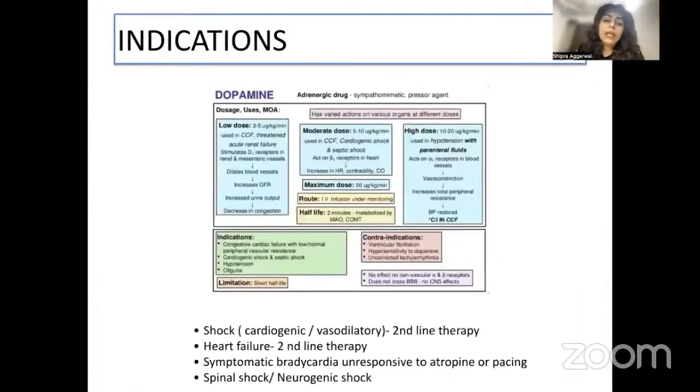So, what are the main indications for the use of dopamine? Because dopamine causes an increase in heart rate and has an intense pro-arrhythmic potential, it has become mainly a second-line therapy for the treatment of cardiogenic shock and patients with heart failure. It is mainly used in patients with cardiogenic shock who have low cardiac output and also have bradycardia. But it can be used in patients with symptomatic bradycardia who are unresponsive to atropine and pacing, and also in patients in whom the sympathetic nervous system activity is very low, like patients with spinal shock or neurogenic shock.